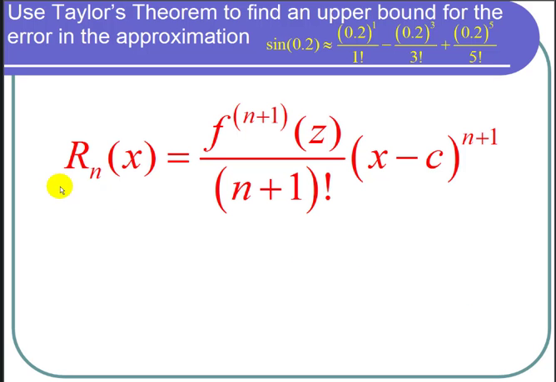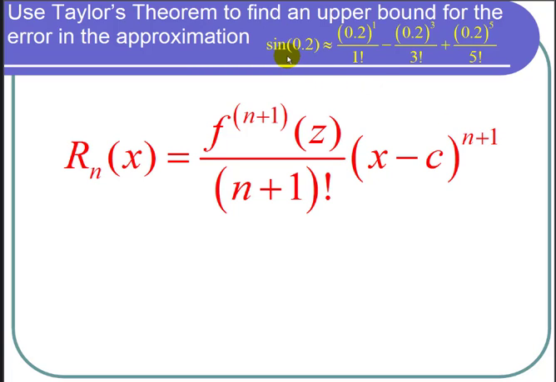And what it says is that the remainder after taking the nth degree Taylor polynomial evaluated at a number x is equal to the n plus first derivative evaluated at some number z between x and c divided by n plus 1 factorial times x minus c to the n plus 1. One of the tough parts about this is to try and figure out what all of this means. So let's look at this one at a time.